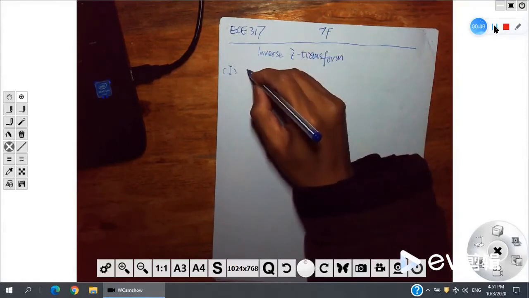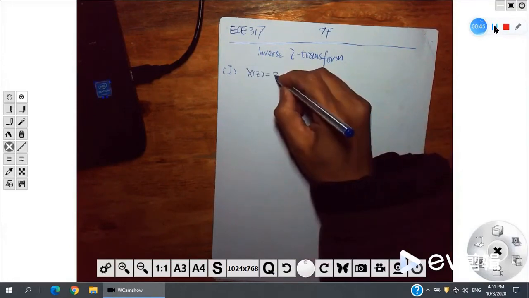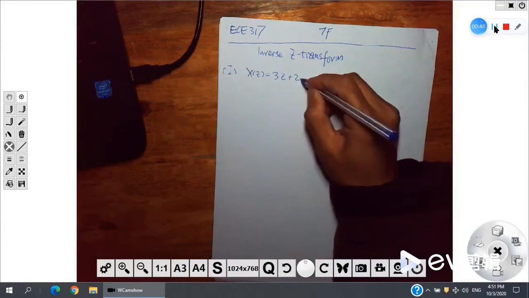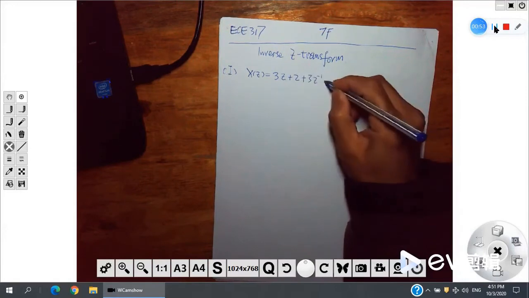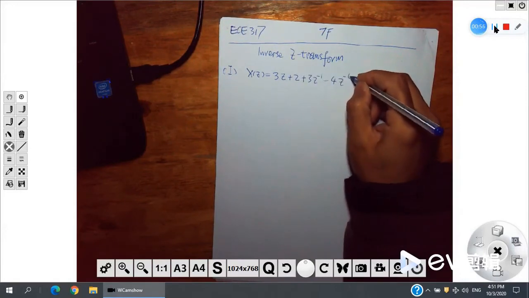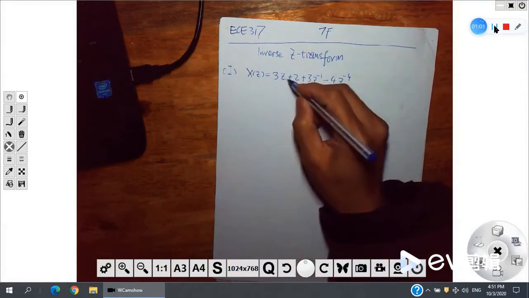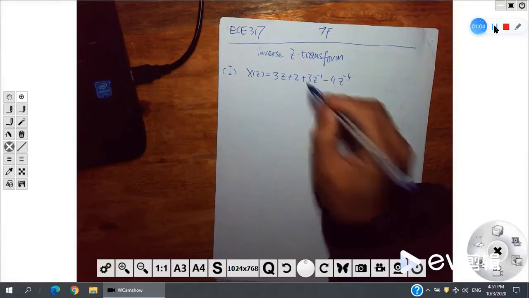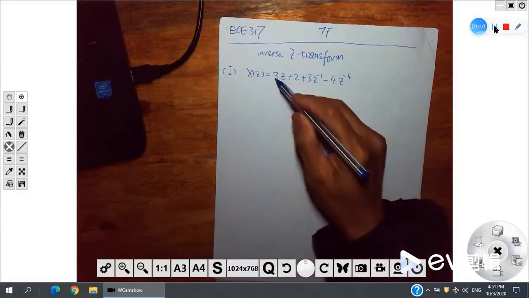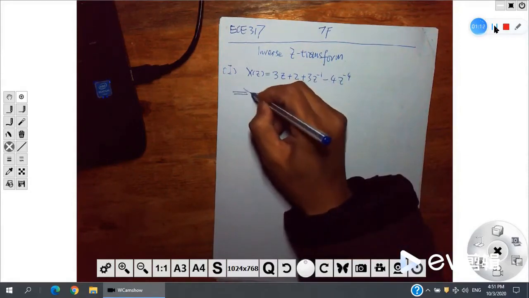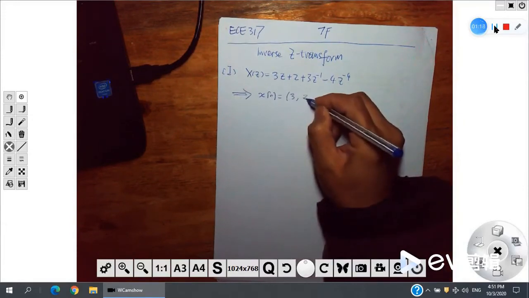The first case, suppose we have capital X of Z. For example, I have 3z plus 2 plus 3z to negative 1 and minus 4z to negative 4. Suppose this is X of z. It is a summation of some terms with power of z and the coefficient before the z. So when you go back to the time domain, they are just those coefficients. We have x of n, it will be 3, 2, 3.